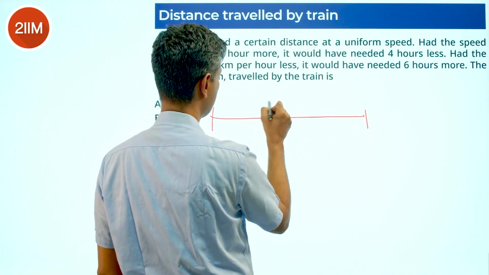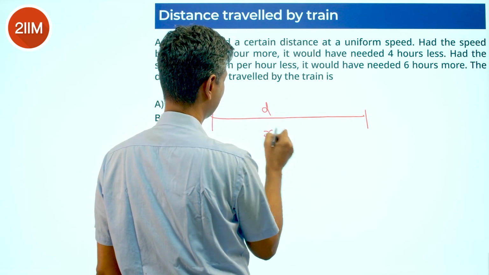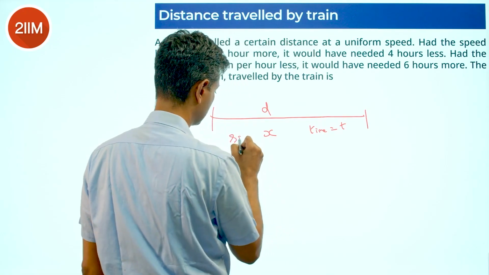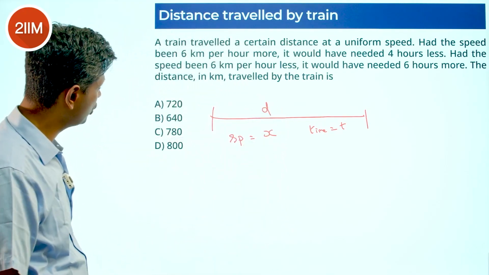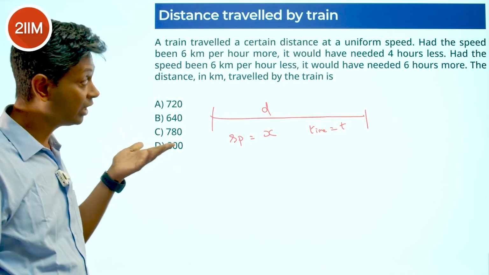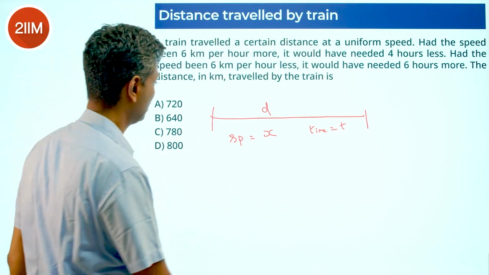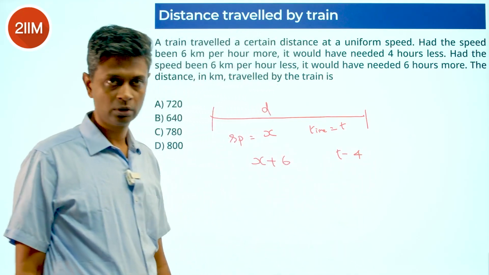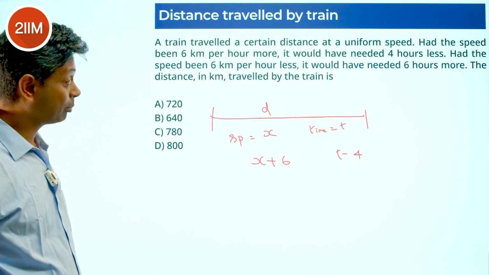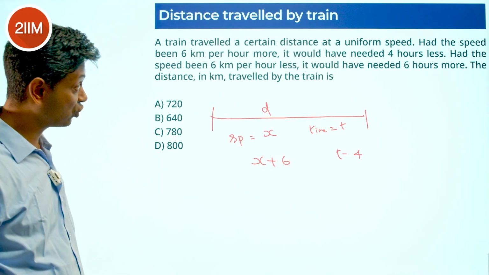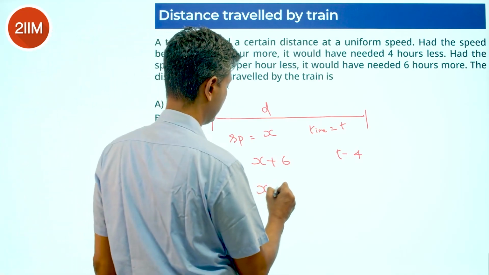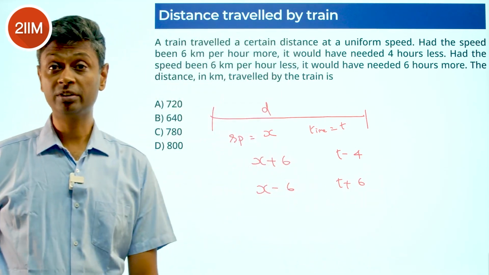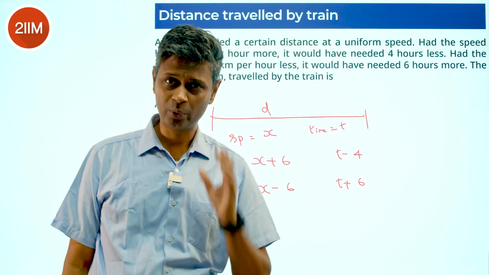A train traveled a certain distance at a uniform speed. So distance d at a speed x, taking time t. Had the speed been 6 kilometers per hour more, it would have needed 4 hours fewer. And so we could have traveled at x plus 6 and taken time t minus 4. Had the speed been 6 kilometers per hour lesser, it would have taken 6 hours more. It would have been x minus 6. It would have been t plus 6. The distance in kilometers traveled by the train. A very template question.